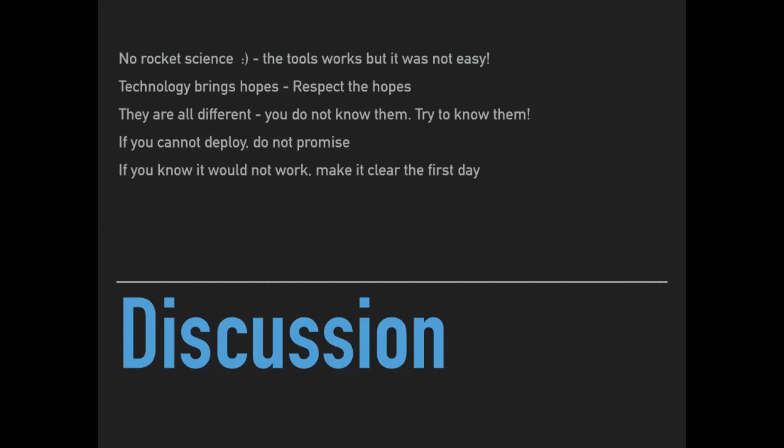If you know it would not work, make it clear on the first day. So again, about the expectations. If you know that this is not going to work and this is Wizard of Oz, don't imagine that just because they can't see, they would never know. They would know. We just did a project with them where we designed a game, and the game was completely working on Wizard of Oz. It was an audio game, and they knew after maybe a few minutes that the game is fake.